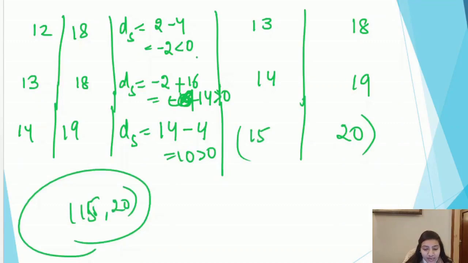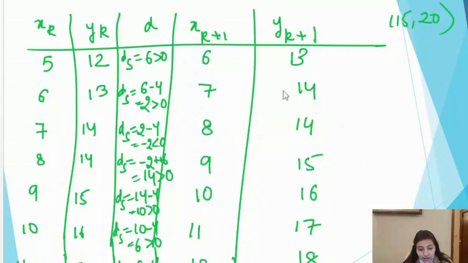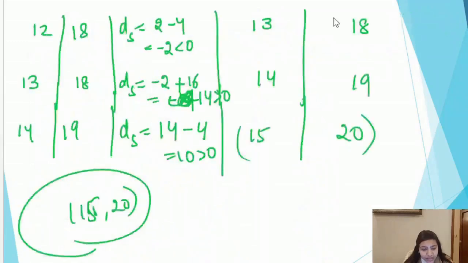So all the intermediate pixels that we have calculated are 6, 13; 7, 14; 8, 14; 9, 15; 10, 16; 11, 17; 12, 18; 13, 18; and 14, 19. So this is how we will calculate the intermediate pixels if the starting and the finishing point of the line are given using the midpoint line drawing algorithm.